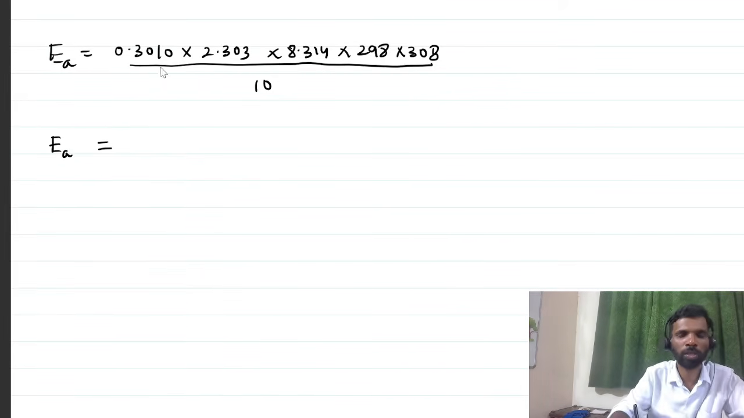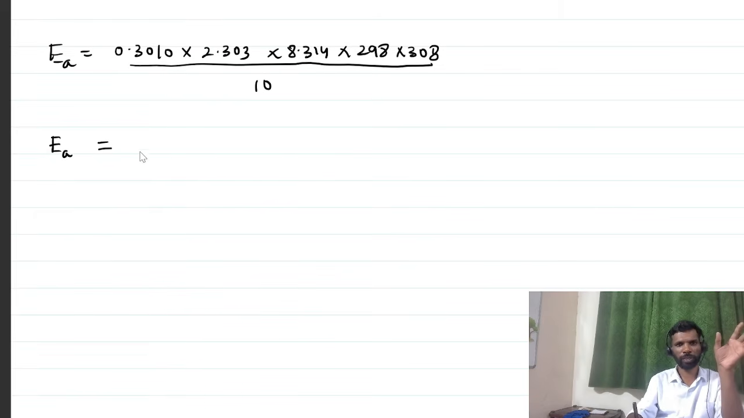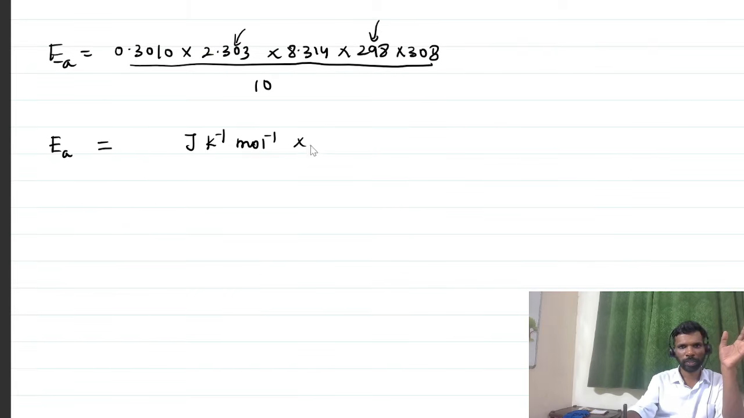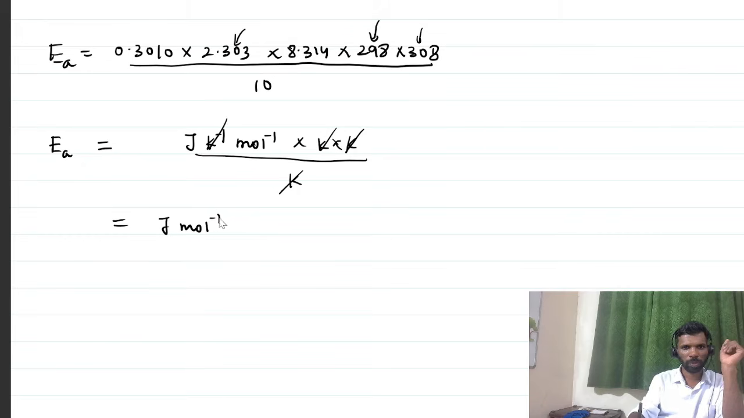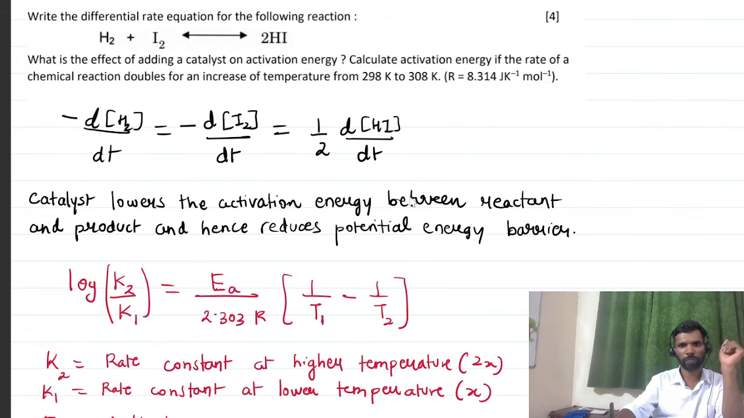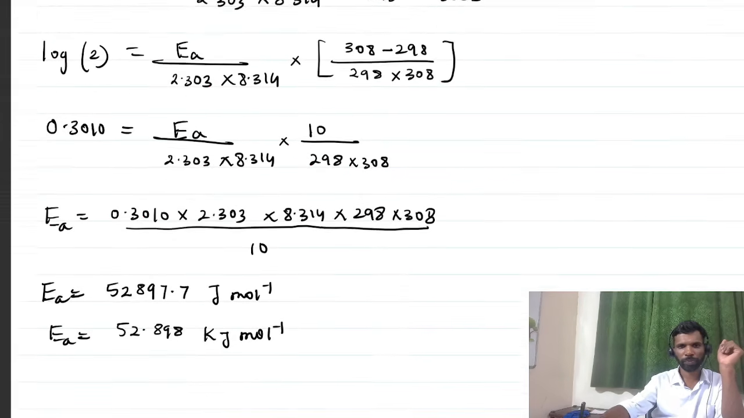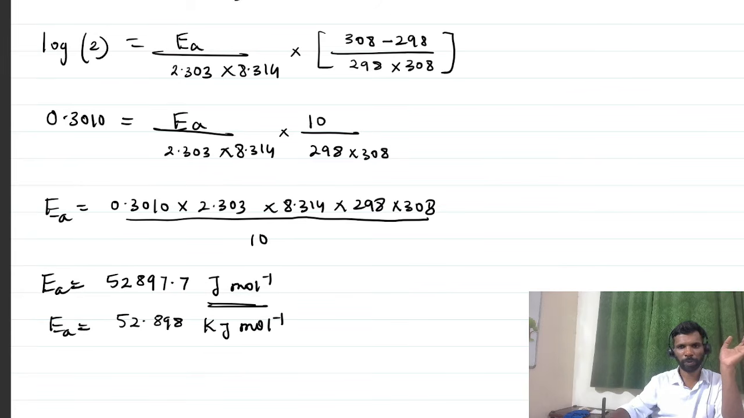So the units of 0.3010: it doesn't have any unit. This also doesn't have a unit. 8.314 has a unit of joules per Kelvin per mole. The unit of this is Kelvin, and this is Kelvin divided by Kelvin. So the Kelvin and per Kelvin cancel, and what remains is joules per mole. This is the unit I have written in this question: joules per mole. Very important.